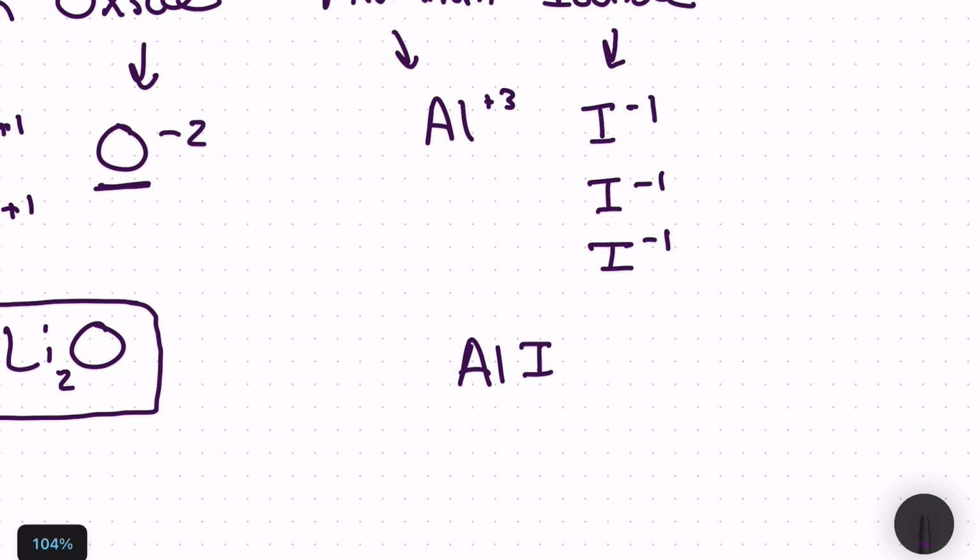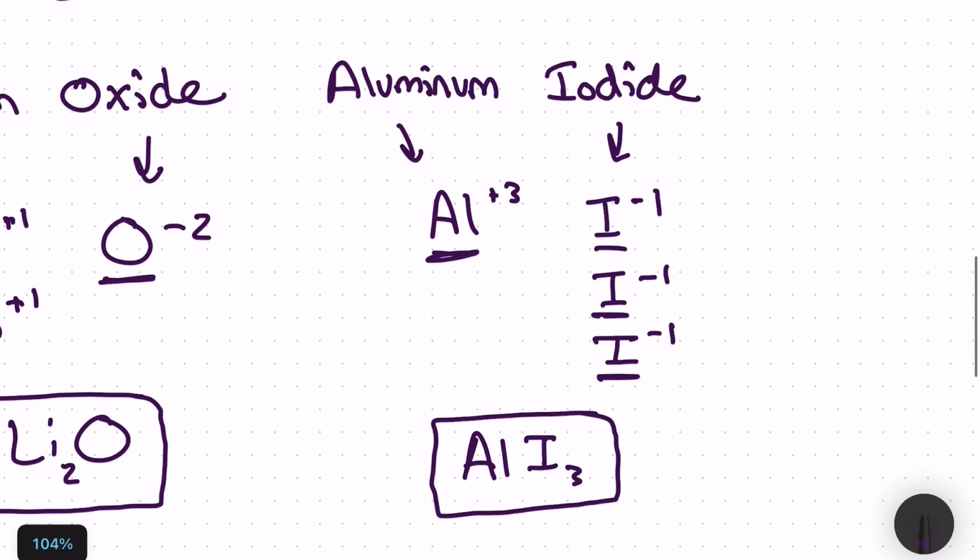We have 1 single aluminum, so we don't have to write anything there. Remember, if you have more than 1, you have to write a subscript on each. So we have 1, 2, 3 iodines over here, so we're going to write a 3 down below there. And our final answer is going to be AlI3, which is the chemical formula for aluminum iodide.